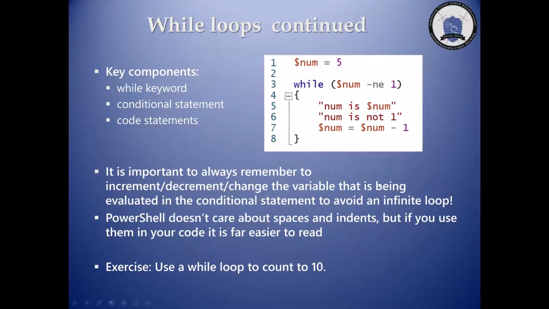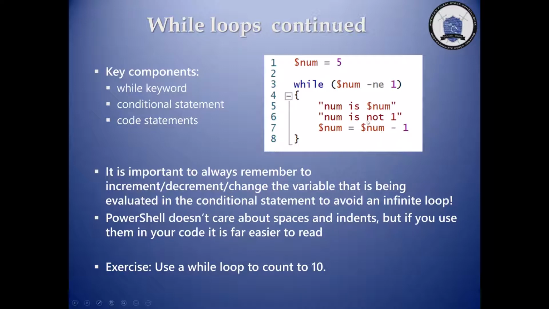All right, so in this case, we have num is equal to 5. We're going to come in here, we're going to ask ourselves, is 5 not equal to 1? That would be a true statement. So then we're going to go ahead and go inside. We're going to say num is 5, num is not 1, and then we're going to re-evaluate this num. We're going to subtract 1 from it and store it back in num.